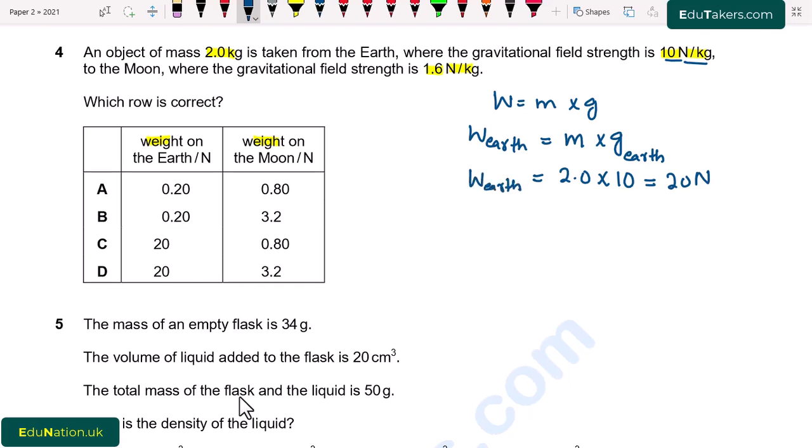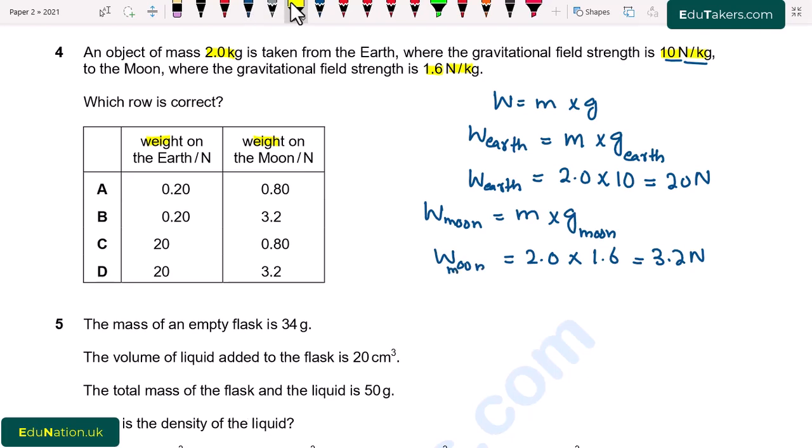Next, we also have to find out the value of weight on the moon. So I write here, weight on moon will be equal to mass multiplied by value of g on moon. It will be equal to 2.0 multiplied by 1.6. It is 3.2 Newton. So the weight on the surface of moon is 3.2 Newton, while on the earth it is 20 Newton.